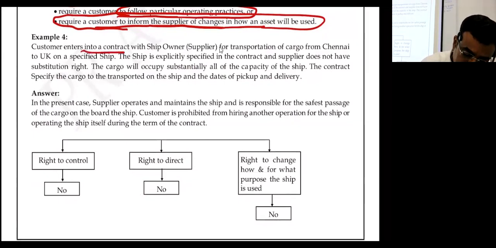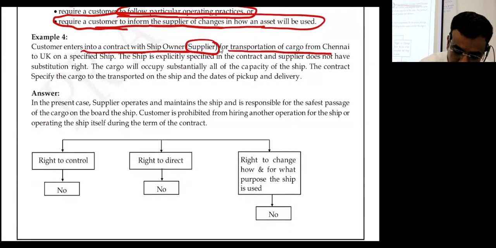Example number 4. Customer enters into a contract with a ship owner. The ship owner is the supplier, for transportation of cargo from Chennai to UK.